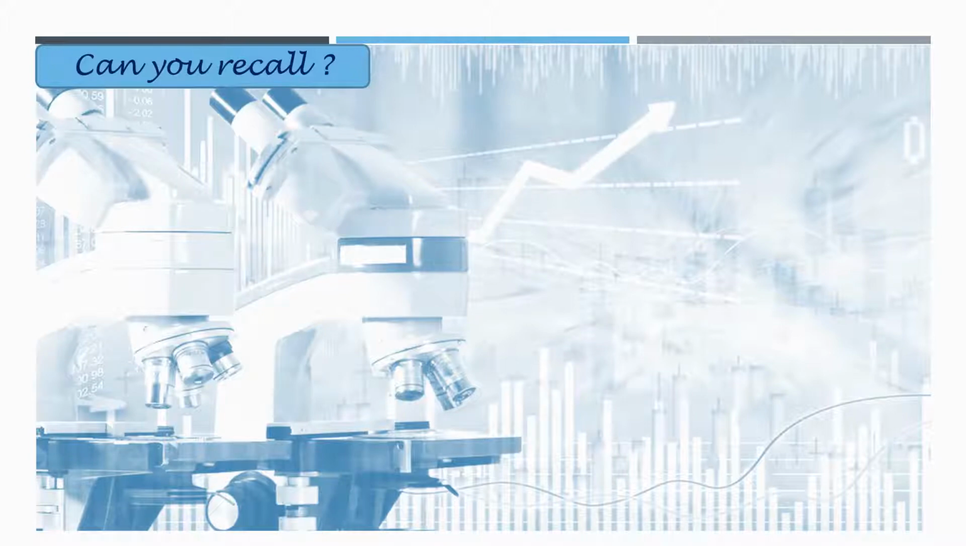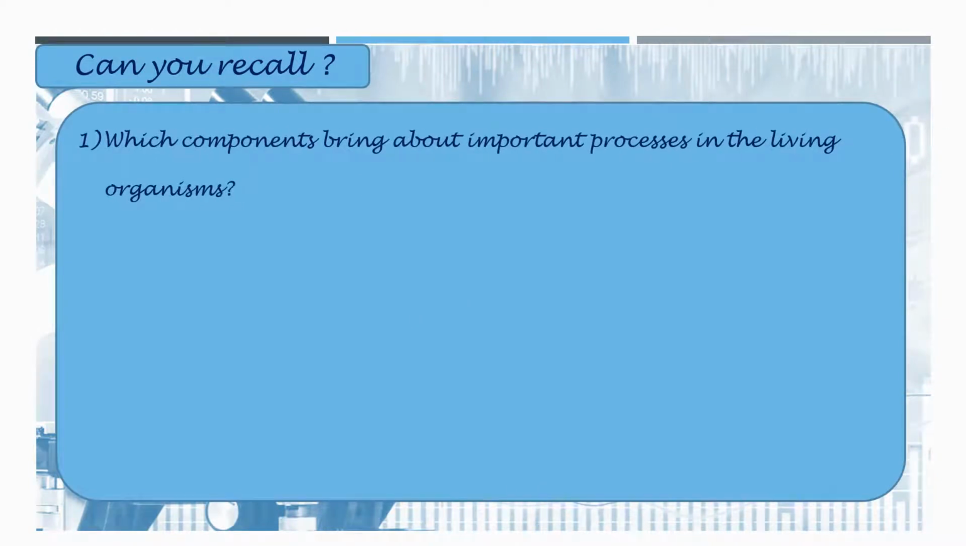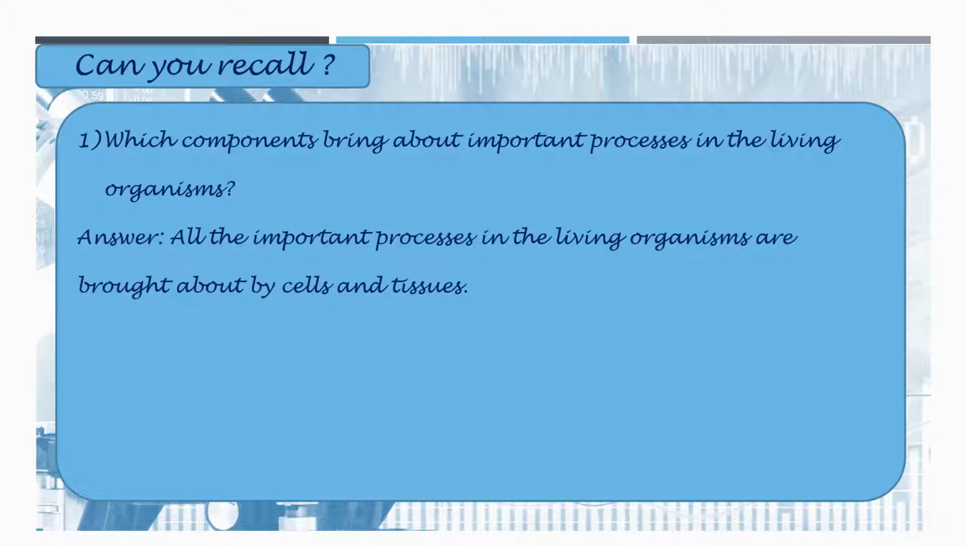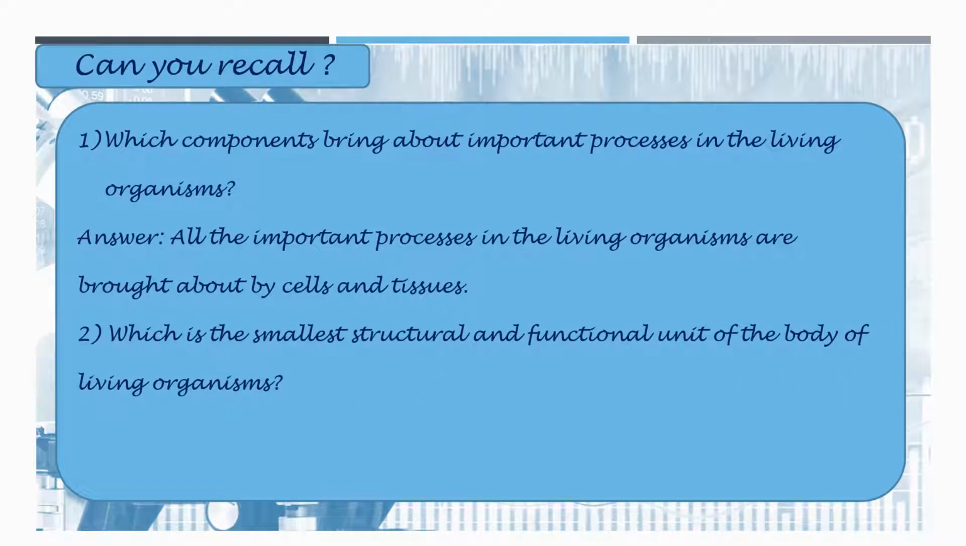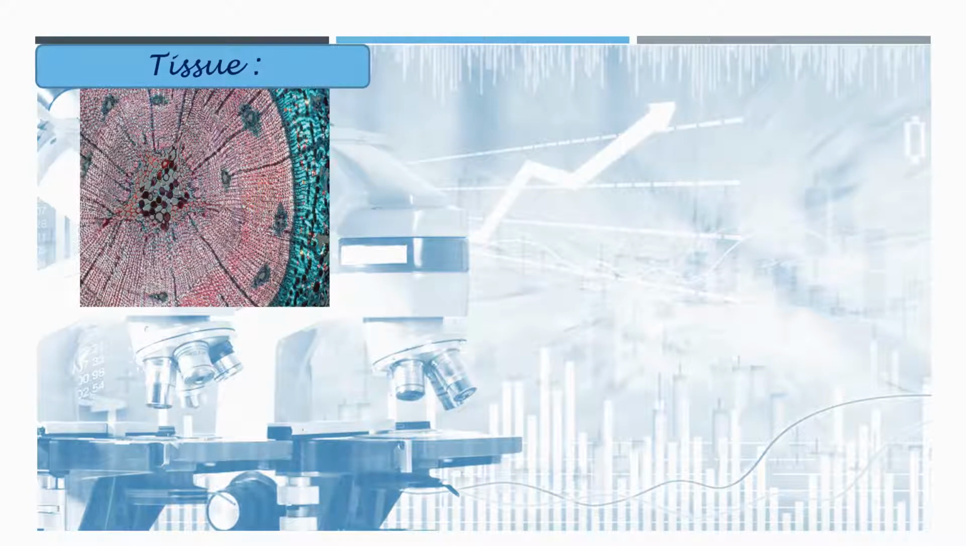Now students, can you recall which components bring about important processes in the living organisms? Yes. All the important processes in the living organisms are brought about by cells and tissues. Now, can you tell which is the smallest structural and functional unit of the body of living organisms? Correct. The smallest structural and functional unit of the body of living organisms is a cell. Now, students, let's learn about tissue.